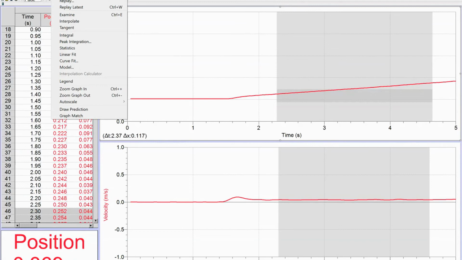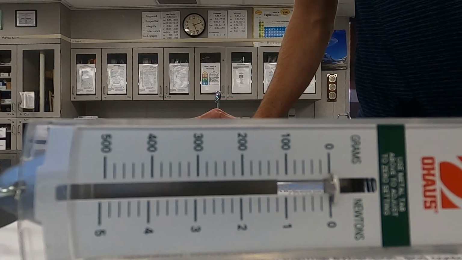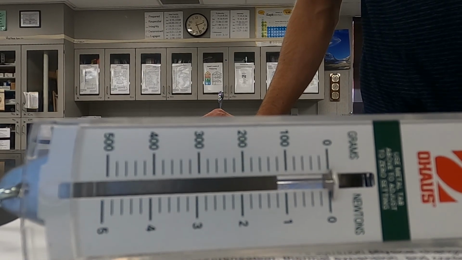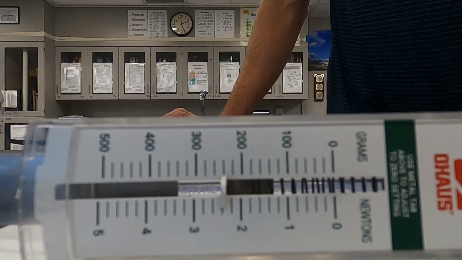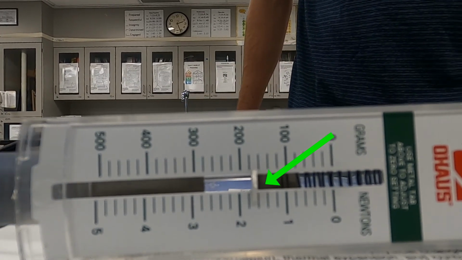And if we really want to, there's some fancy stuff you could do here. You could put a linear fit on this, and it'll actually give you the slope of it, which would tell you the velocity. Last one here is with a 500-gram mass sitting on top of the block. Little spike, and then we stay nice and constant.